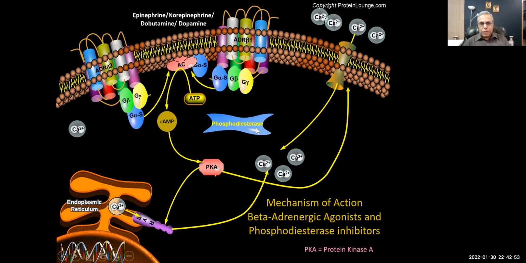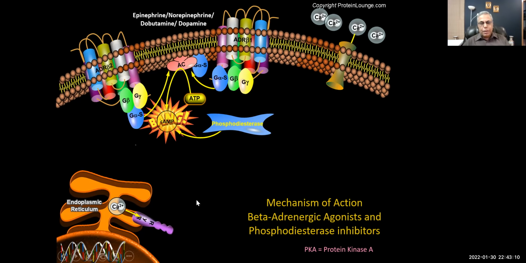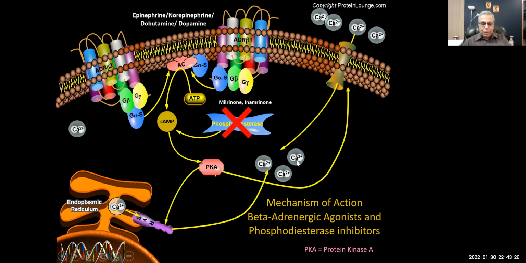Now this enzyme phosphodiesterase is activated when there is a high calcium level, and this phosphodiesterase destroys cyclic AMP, right? So when you destroy cyclic AMP, all these effects will not be there. So that is why if you inhibit phosphodiesterase with inamrinone, and milrinone is the one very commonly used, you will have a higher concentration of cyclic AMP and you will have a higher concentration of calcium inside the cell. All right, so that was the mechanism of action.